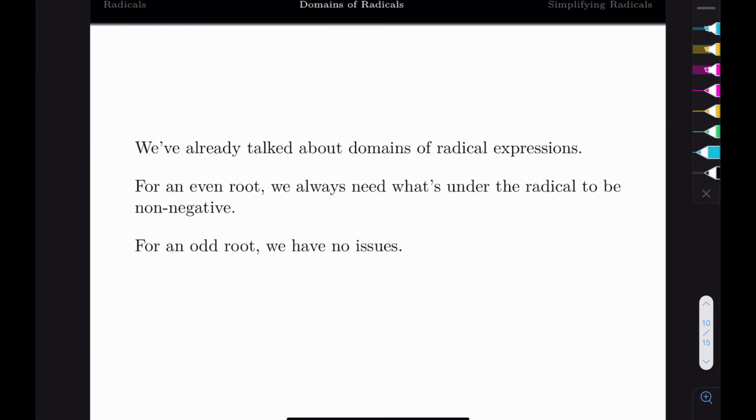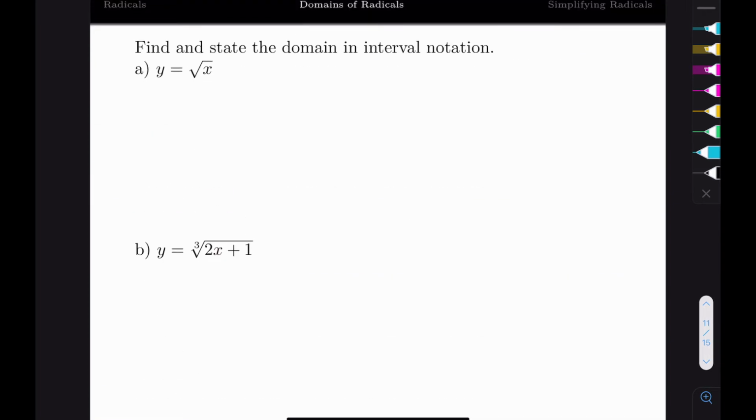So now that we have a little bit of a hand of actually evaluating these, we want to talk about the domains of these radical expressions. We have discussed them, I think, back in chapter 2 when we started talking about functions. And it deals with these even roots not being allowed negative signs underneath. So we need to make sure when we have an even root that what's underneath the radical is greater than or equal to 0. When you have an odd root, you have absolutely no issues at all. So let's try a couple examples.